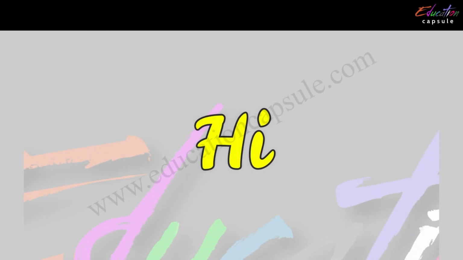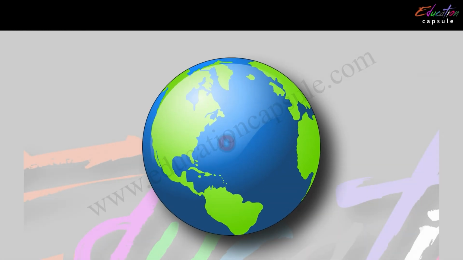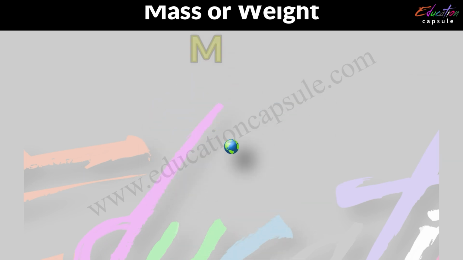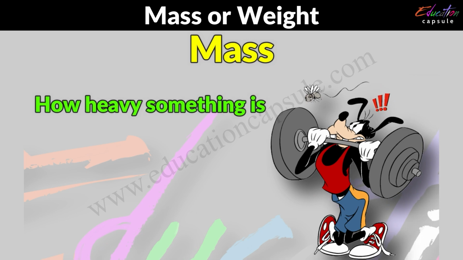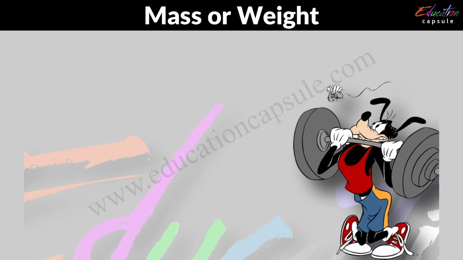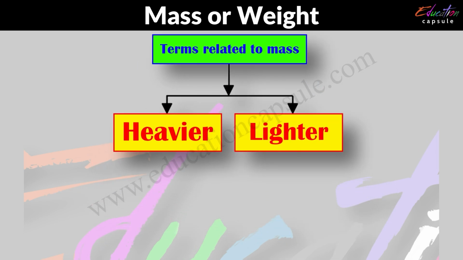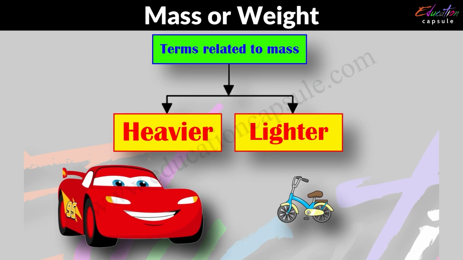Hi, today we are going to learn about mass or weight. Mass is how heavy something is. Terms related to mass: one is heavier, the other term is lighter. For example, a car is heavier than a bicycle.